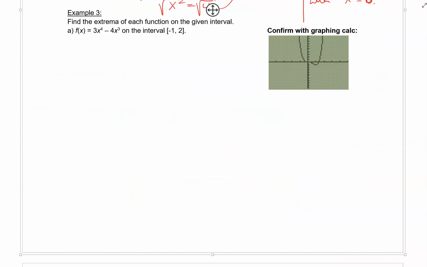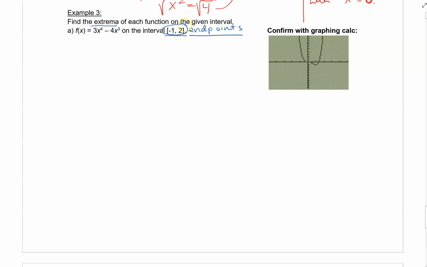Now in example 3a, you may notice that we're being asked to find the extrema like we were in the last example, but this time we're given an interval. So that means we're given endpoints. And so after we find our critical points and we're checking them, we need to also check these endpoints, because when you have a closed interval, you're guaranteed that the endpoints are going to give you either a max or a min. So I'm going to start by finding the critical points, right?